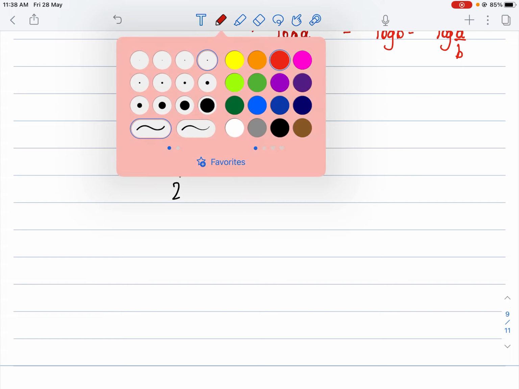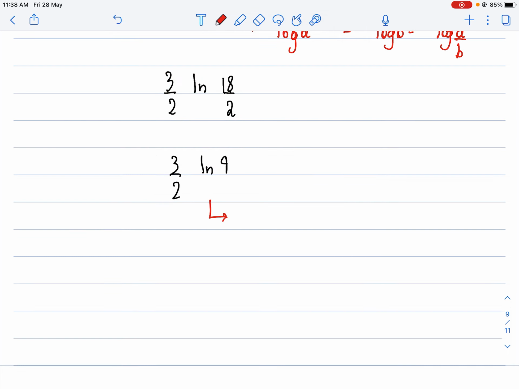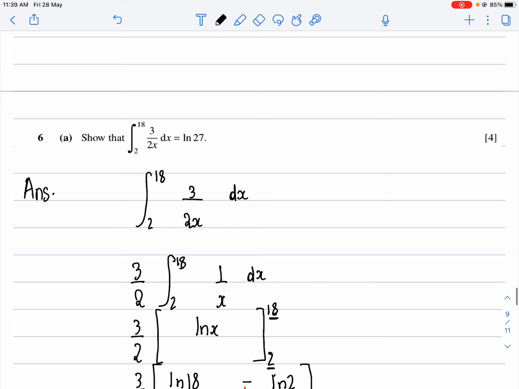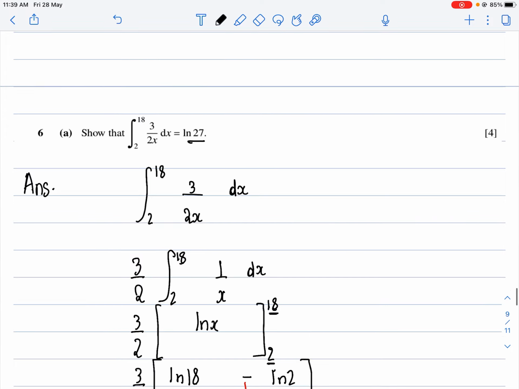Now another log property which I know is that b log a can be written as log a raised to b, correct? So using this log property, I can write this as ln 9 raised to 3 over 2. Now ln 9 raised to 3 over 2 can basically be written as ln 27, which we basically needed to prove, if you see. Okay?